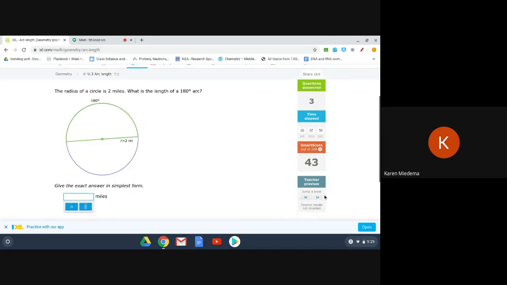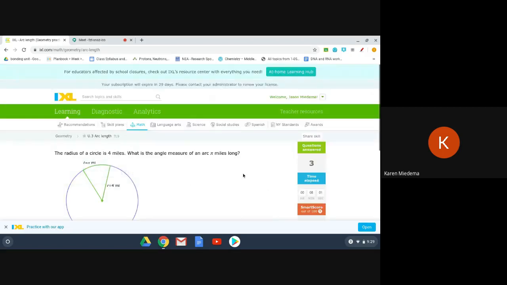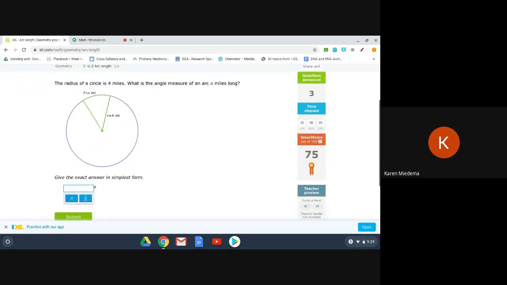Okay, I'm going to go ahead and jump a level. Okay, let me try one like this. It says the radius of a circle is 4 miles. What is the angle measure of the arc pi miles long? Okay, so here, notice that they used L to represent the arc length. I've been using AL, but they just used L, so I'm going to go ahead and use L.